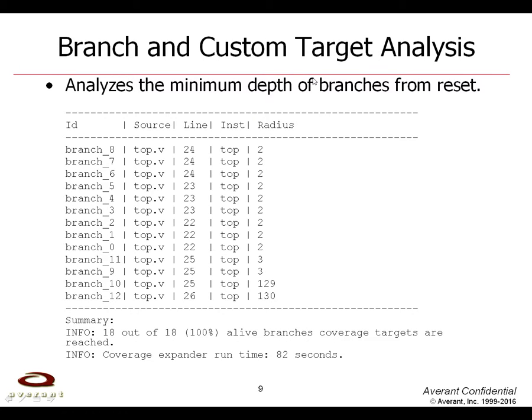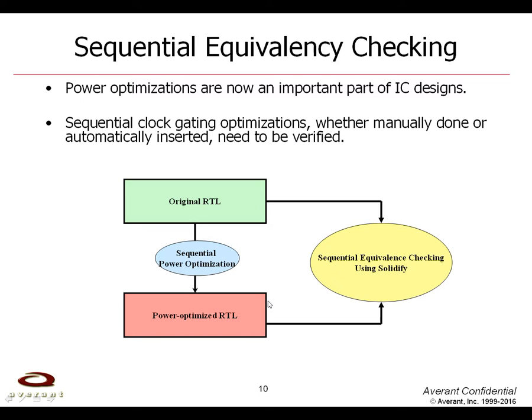There's a branch and custom target analysis tool. When you run it, you get a report such as this, and the branches are automatically generated by Solidify, and you could see some branches were quick to reach, like 2 or 3 cycles from reset, and some of them took 129, 130 cycles to reach from reset.